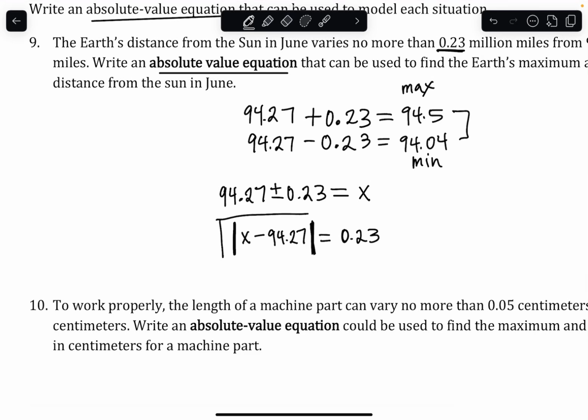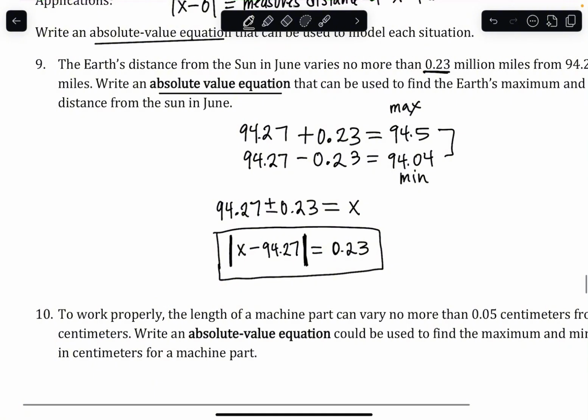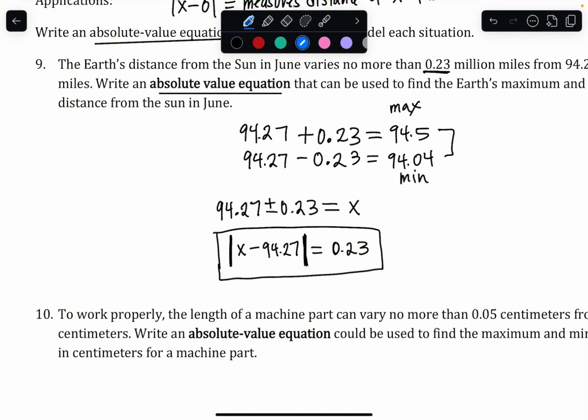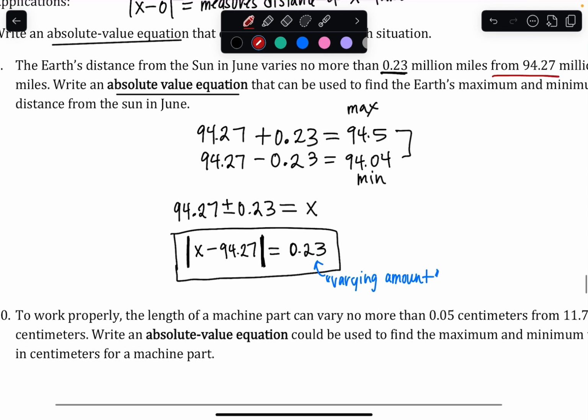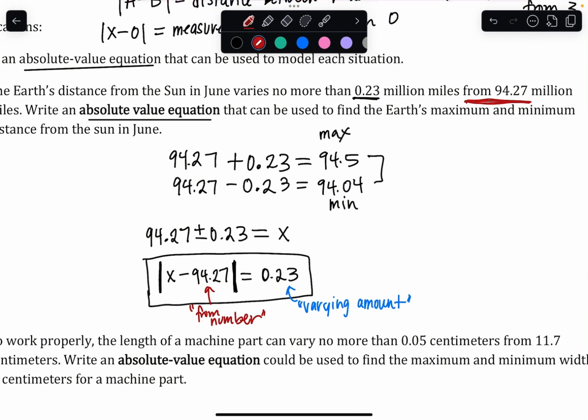And so here's our absolute value equation. And so the varying number goes here. I call it the varying number. The varying amount. And then I call this the from number. Okay, so from 94.27, and it varies no more than 0.23.